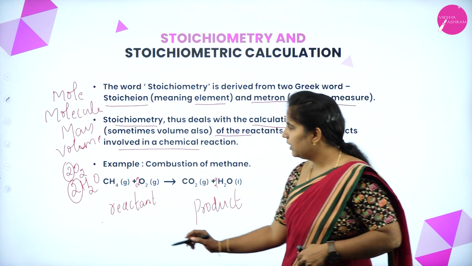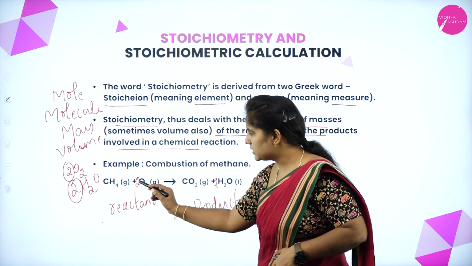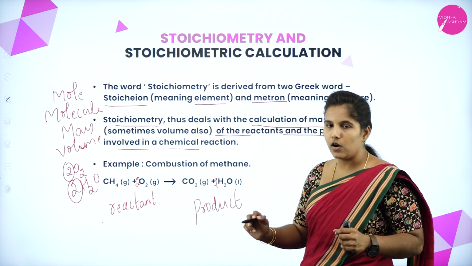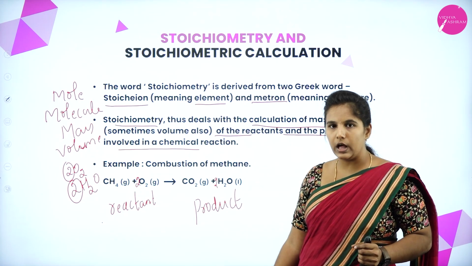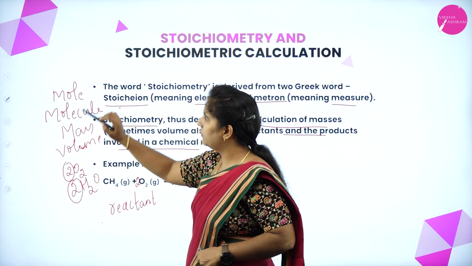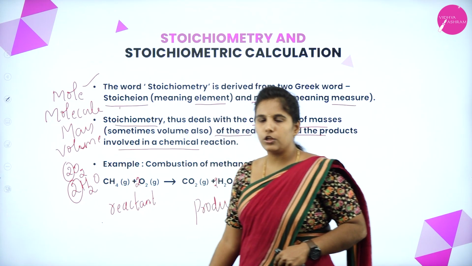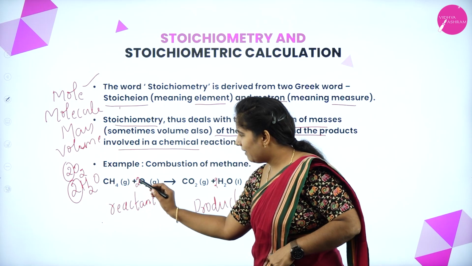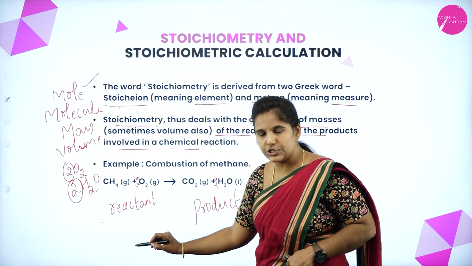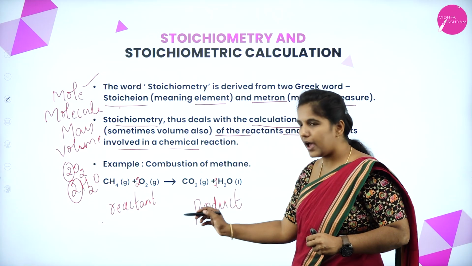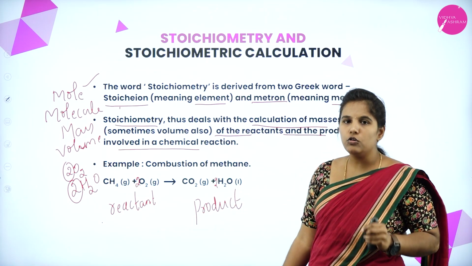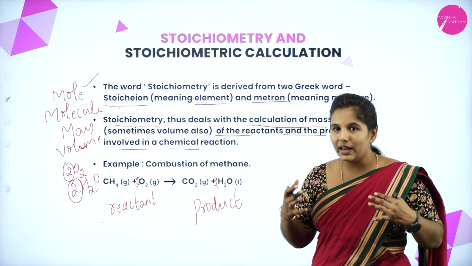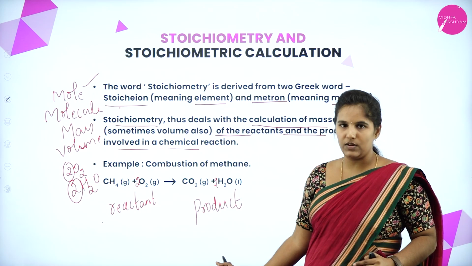How can we define it? The 1 mole of methane reacts with 2 moles of oxygen, forming 1 mole of carbon dioxide and the 2 moles of water. So this is in terms of mole. Coming to the molecule, how can we define it? 1 molecule of methane reacts with 2 molecules of oxygen, forming 1 molecule of carbon dioxide and 2 molecules of water. This is how in terms of molecule also we can easily define the following equation.